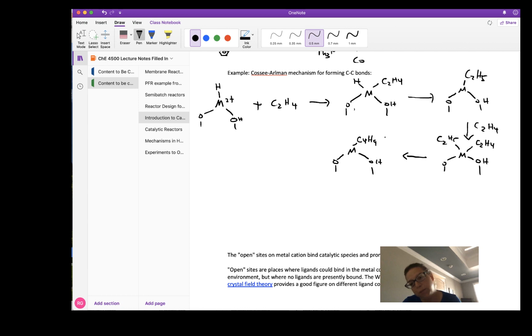The butyl species then cleaves one carbon-hydrogen bond to form a butene. The butene then desorbs, so we'll say minus C4H8, and this regenerates the catalyst.